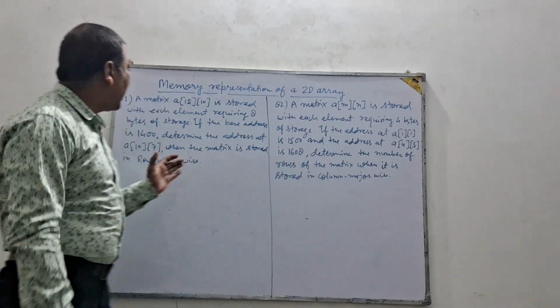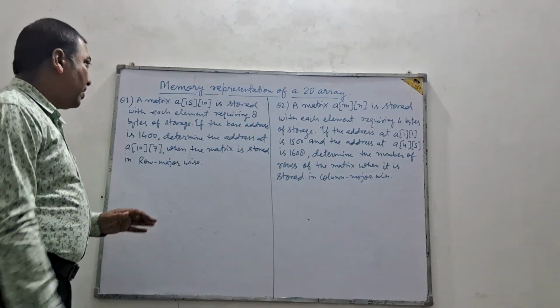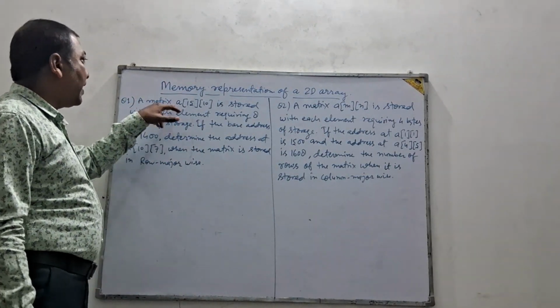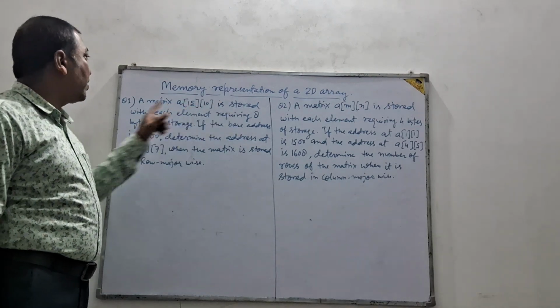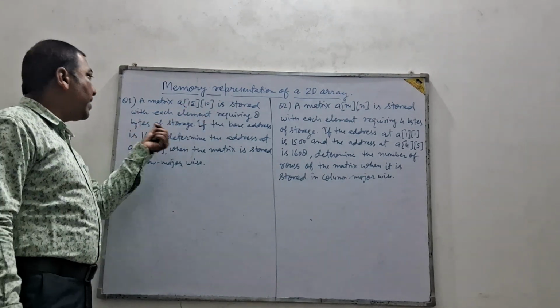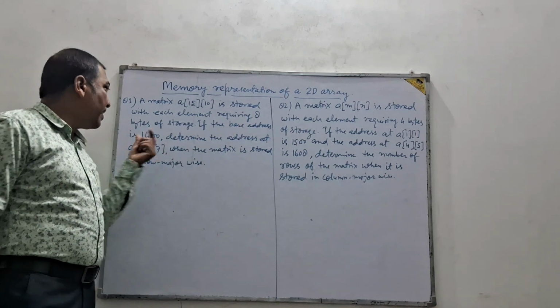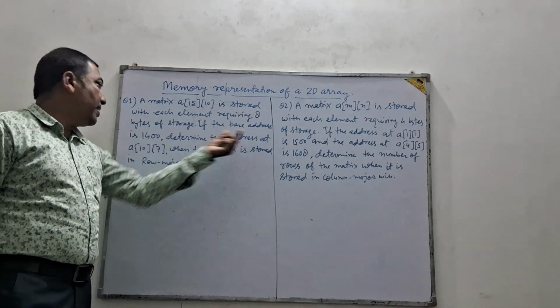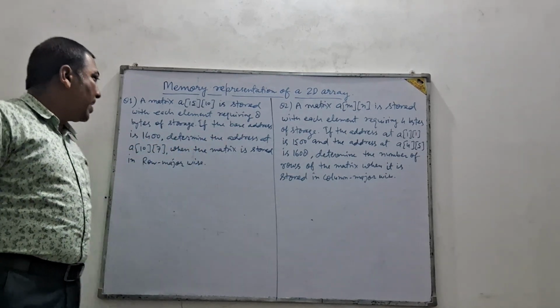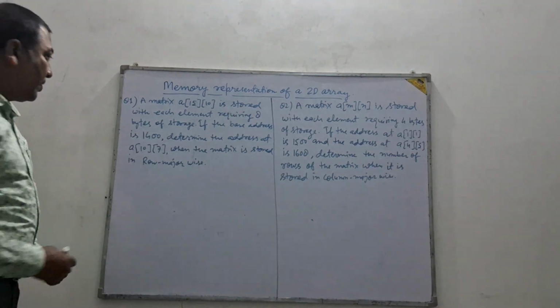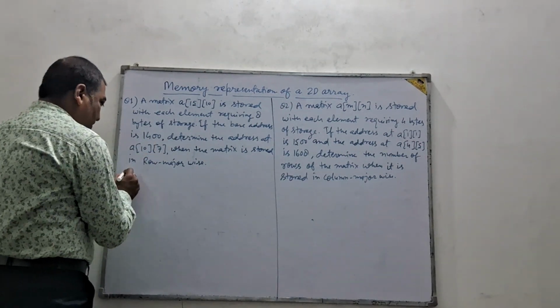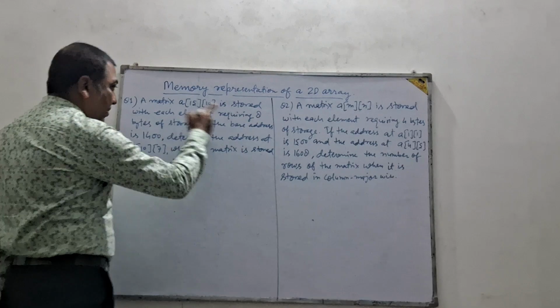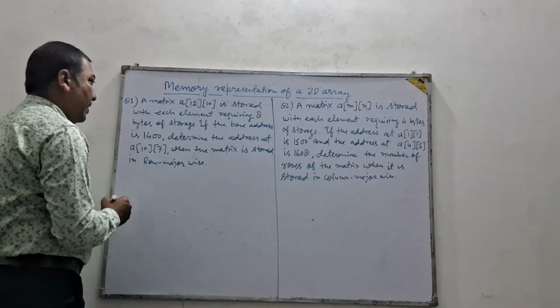So now we discuss with the help of two different questions. You can see the first question: a matrix A, 15 by 10, is stored with each element requiring 8 bytes of storage. If the base address is 1400, determine the address at A[10][7] when the matrix is stored row major wise. So firstly we will write the formula for row major wise, and we have to determine the address of 10, 7.